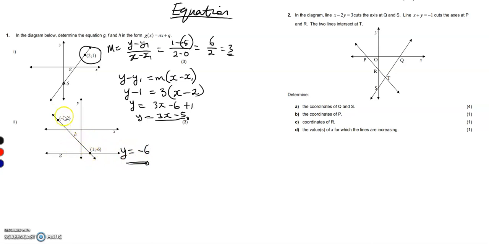Then for the other one here, you need to find the gradient first. So use this formula. This is for you to calculate.